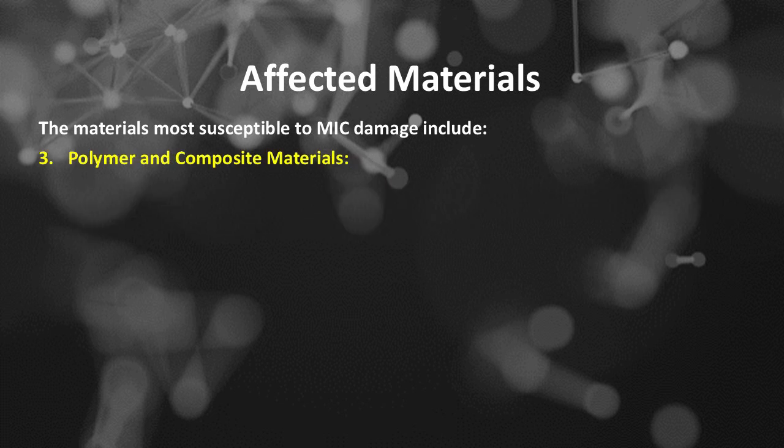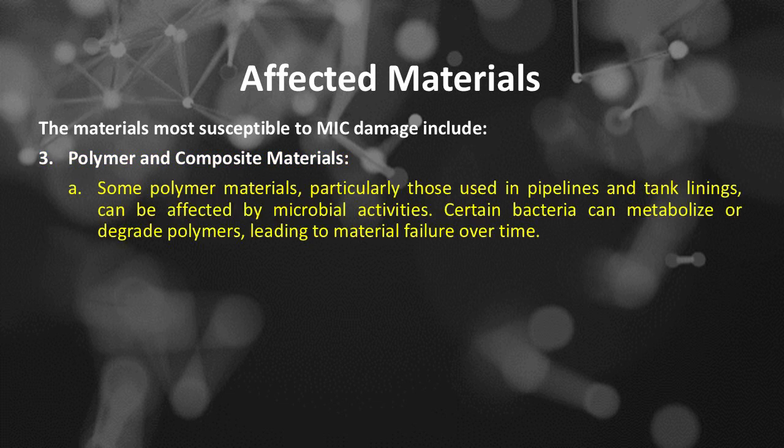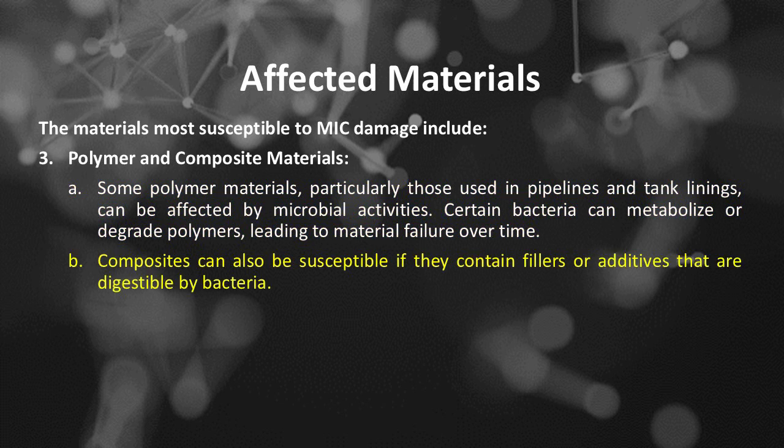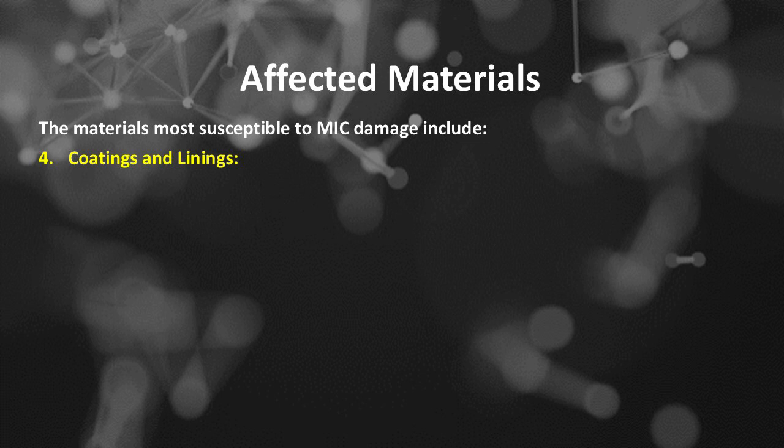Number 3 of the materials most susceptible to MIC damage is polymer and composite materials. Number A of polymer and composite materials: some polymer materials, particularly those used in pipelines and tank linings, can be affected by microbial activities. Certain bacteria can metabolize or degrade polymers, leading to material failure over time. Number B of polymer and composite materials: composites can also be susceptible if they contain fillers or additives that are digestible by bacteria.